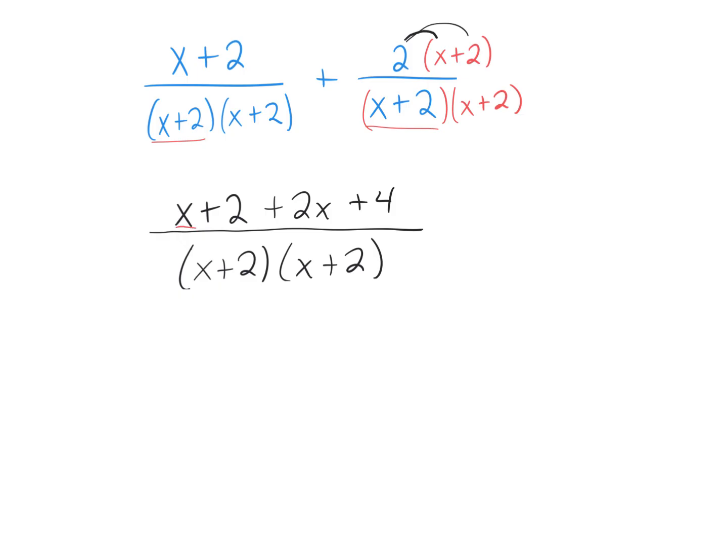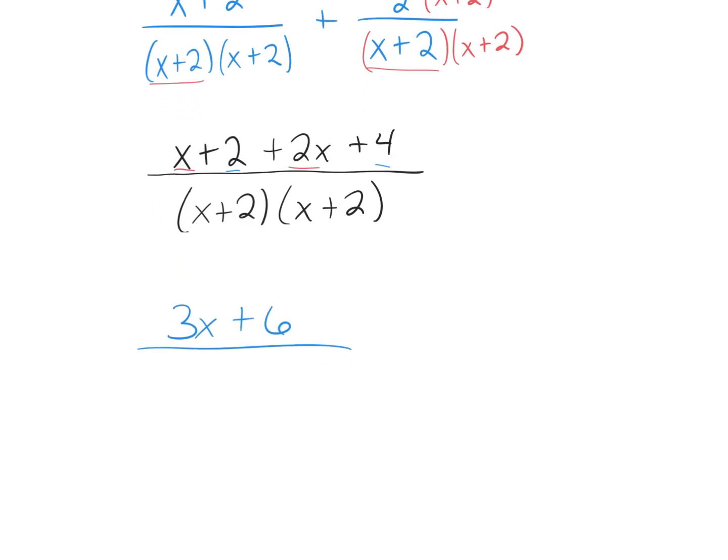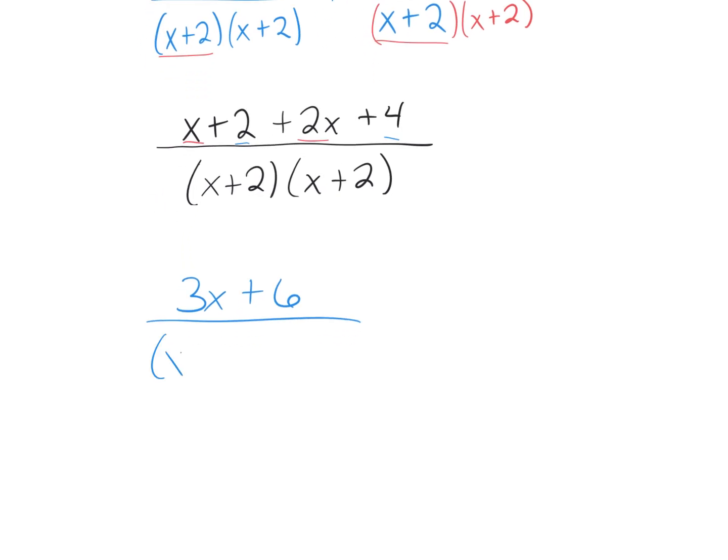Okay? X plus 2X is 3X. Remember, we're adding here. And then we have 2 plus 4. 6. And then did anything happen to the denominator? Nope, so it's going to stay the same.